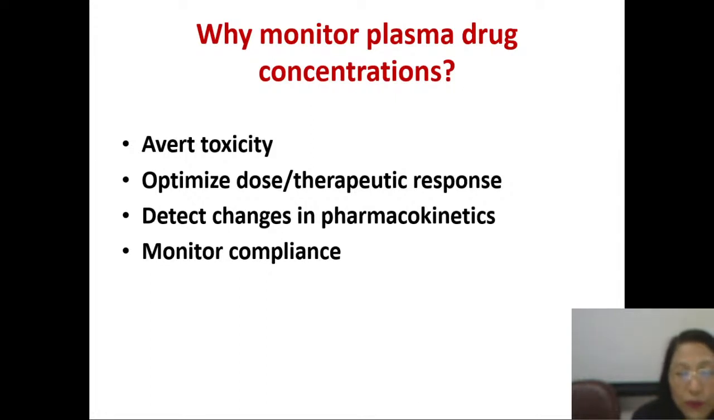For example, drugs which are to be taken for a long time to maintain the absence of the disease. Sometimes even with antitubercular drugs, we need to measure the levels to monitor compliance, because if the patient stops taking them, there can be drug resistant tuberculosis, or emergence of other complications. So sometimes we have to do TDM just to monitor compliance.